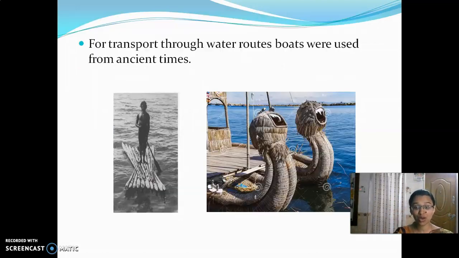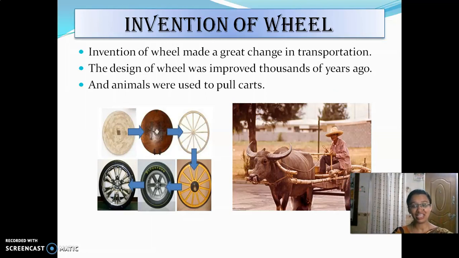After that, they constructed boats, similar in shape to animals, and used these boats for waterway transport. After that, yes, very good. The invention of the wheel. The invention of the wheel created a great change in transportation. Look here, these are the wheels devised in olden days, and this is the modern wheel which is used nowadays.